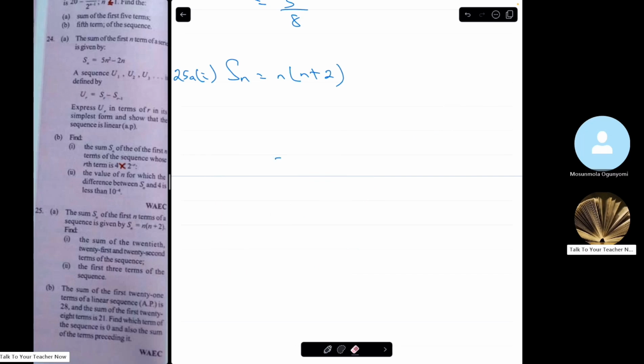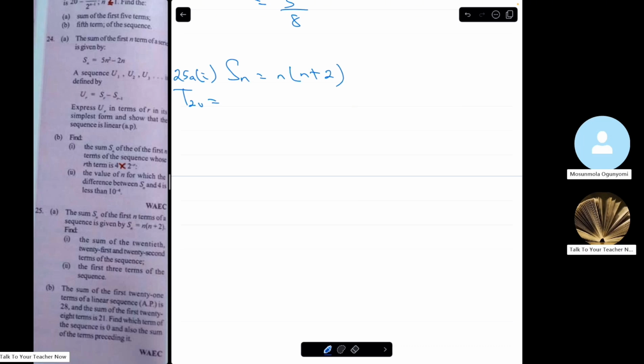Yes, sir. But you were saying S20. They didn't say the sum of the first 20 terms, and neither did they say the sum of the first 21 terms. They said the 20th term itself, the 21st term itself, and the 22nd term itself. What's their sum? So let's go. I can find T20. What's T20? A plus 19D.